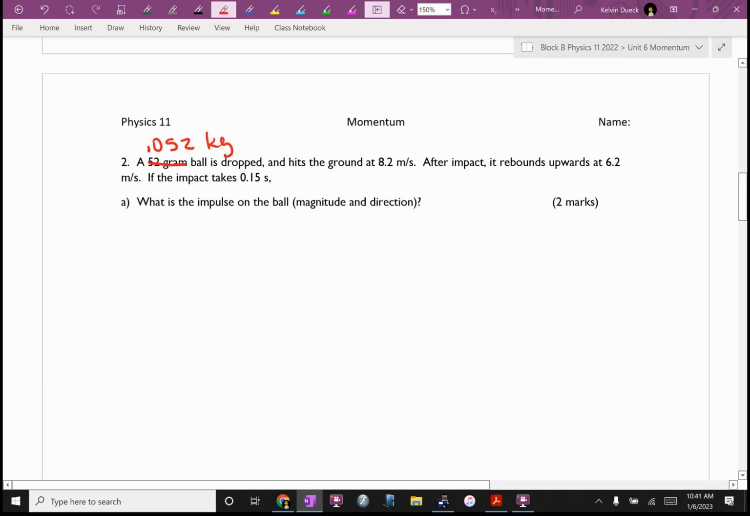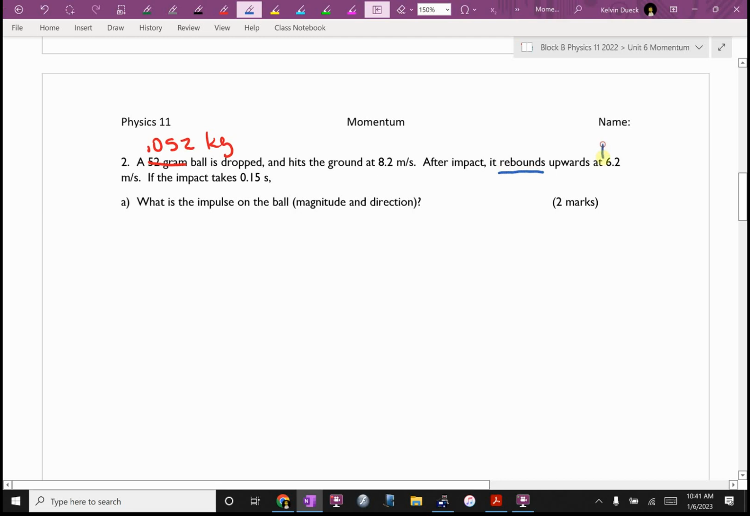0.052 kilograms. This is asking me to find impulse. Because of that, Nick, I didn't bother labeling a mass A or a mass B. There's only one mass, so I got a bit lazy that way. Everybody should have twigged on the word rebounds.